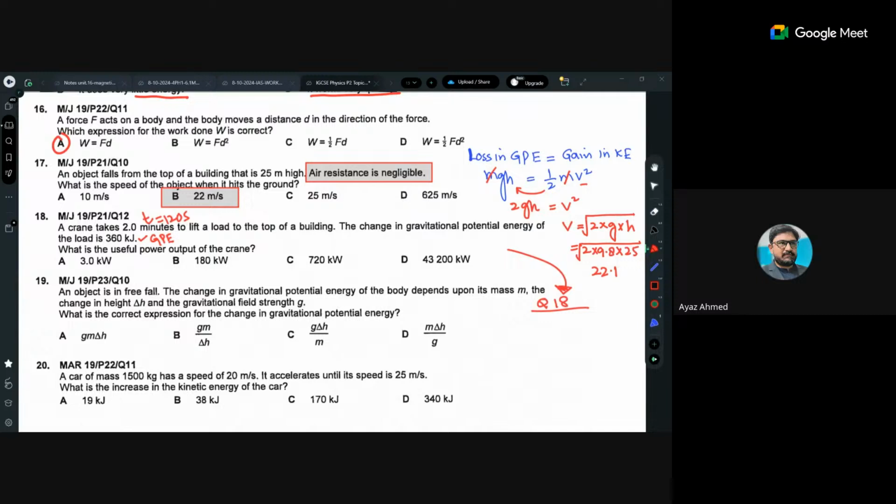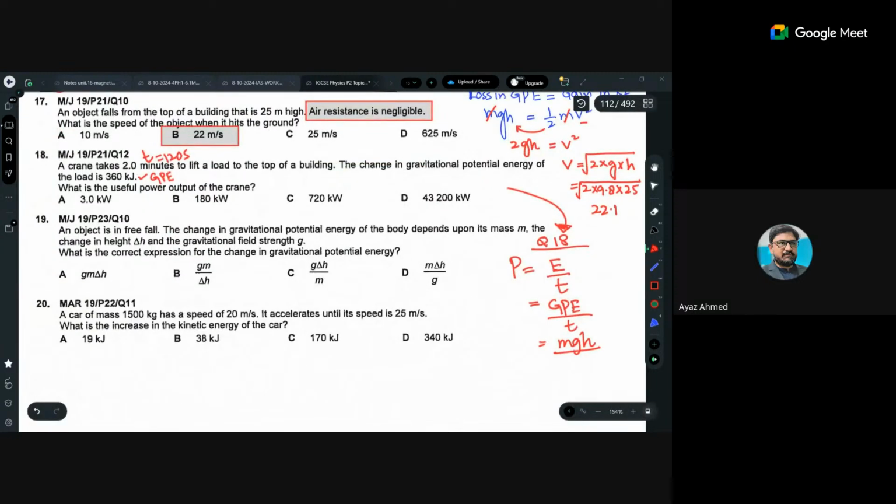And what will be the power? We are supposed to calculate the power, right? So what will be the formula of power? Power is equal to energy divided by time. So here energy is GPE divided by time taken. So it is mgh divided by time. Time is how much? 120 seconds. Just put the values.